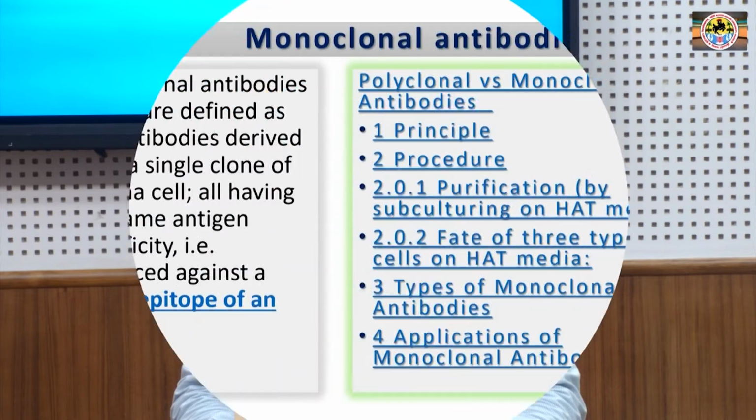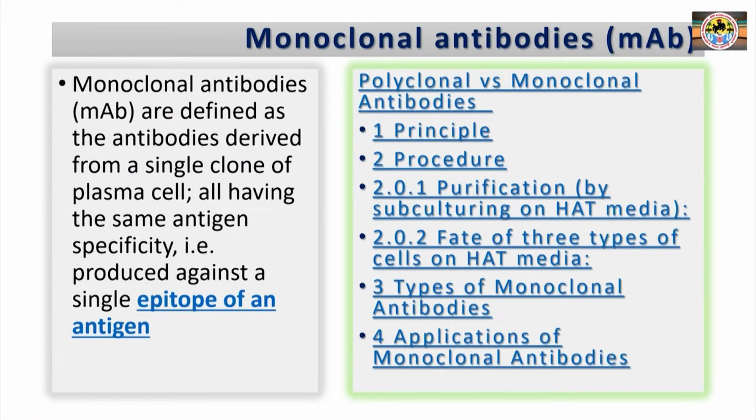Monoclonal antibodies are defined as antibodies derived from a single clone of plasma cells. Plasma cells are available inside our body, and in our body various types of cells are available, and particularly B cells are responsible for the defense mechanism. So, all having the same antigen specificity, that is produced against a single epitope of an antigen.